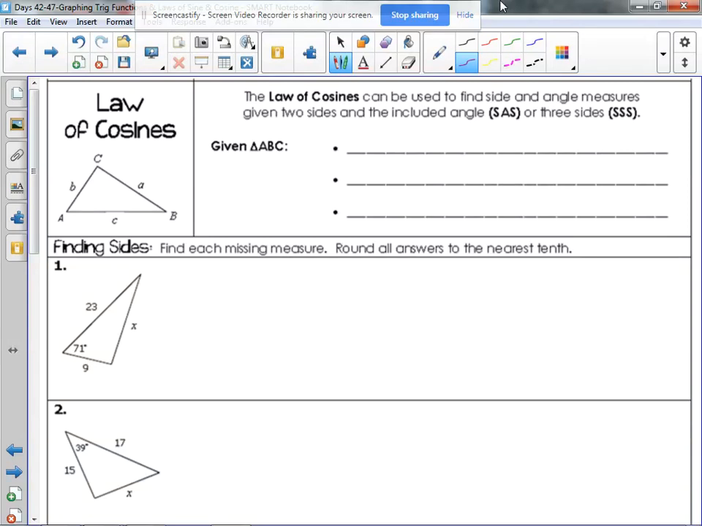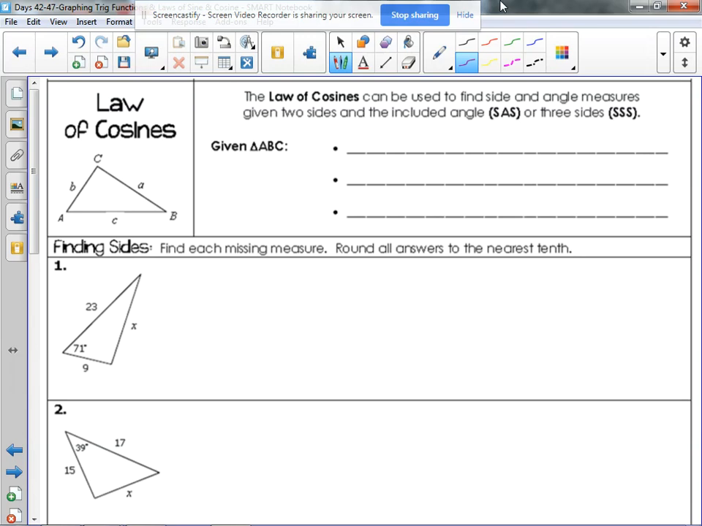This works in the case when we have, first of all, three sides. Okay, when you have three sides, you definitely can't use the law of sines because the law of sines requires at least one angle. Okay, it also works in the case of side angle side. So that means you have two sides and the angle in between them, because you don't have that case with the law of sines where you have the angle across from this side.